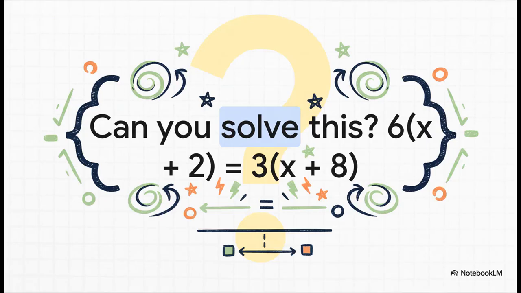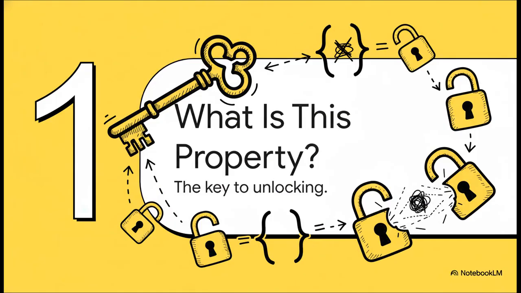Take a look at this thing. It's got parentheses, it's got x's on both sides of the equal sign. It looks like a lot is going on, right? But stick with me, because by the end of this quick explainer, you're going to know exactly how to solve this, no sweat.